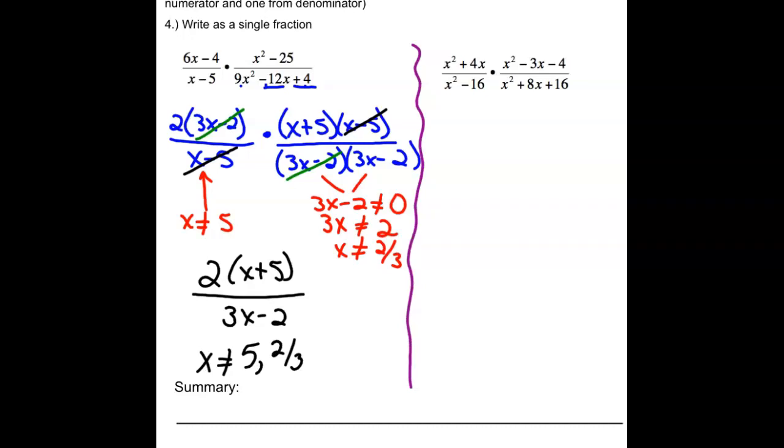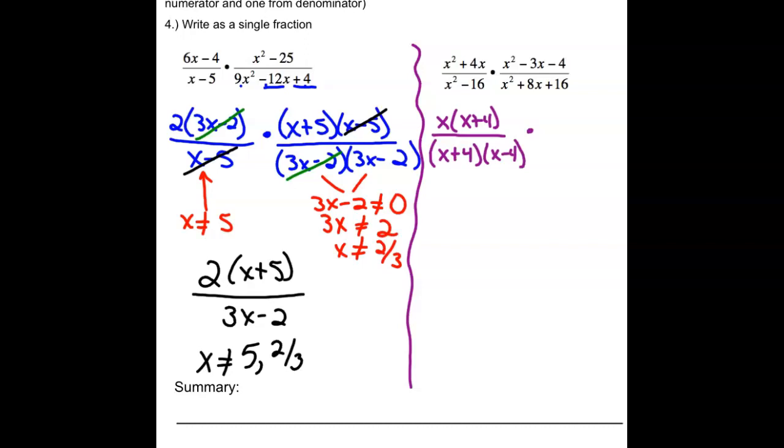All right, for our second one here, again, trying to factor everything first. For my first numerator, I can take an x out. It leaves me an x plus 4. For the first denominator, x squared minus 16 is a difference of squares, x plus 4 and x minus 4.